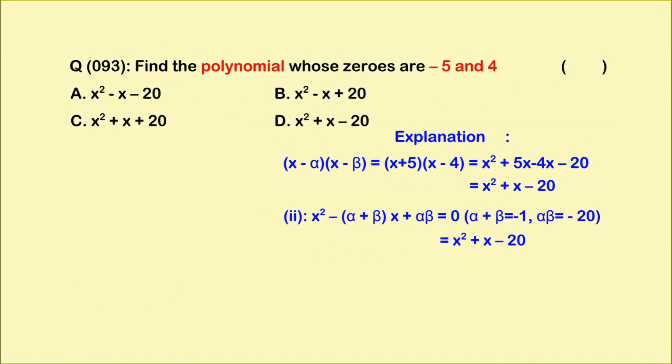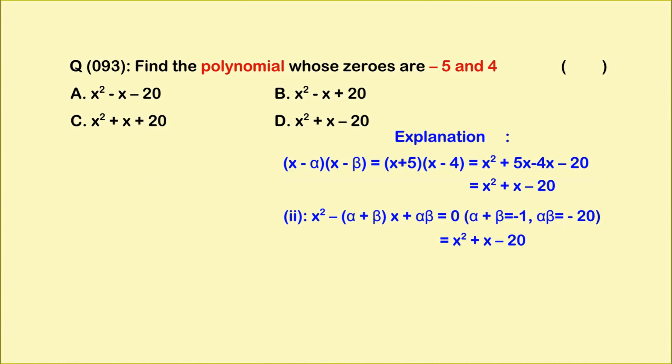Question number 93. Find the polynomial whose zeros are minus 5 and 4. In the first method, you will see x minus alpha into x minus beta is equal to x plus 5 into x minus 4. That is equal to x square plus 5x minus 4x minus 20. By adding plus 5x minus 4x, we will get plus 1x. So x square plus x minus 20 is the right answer.